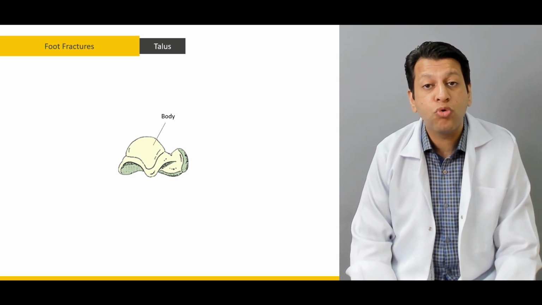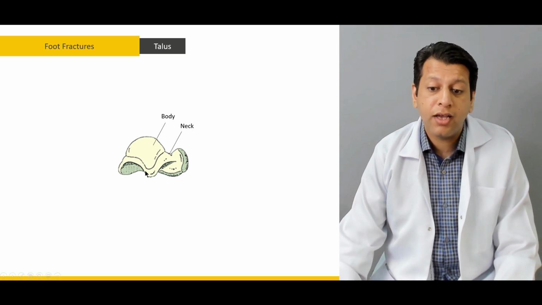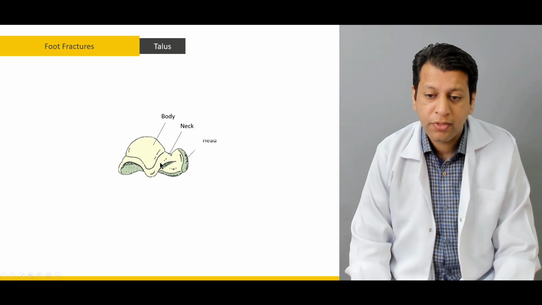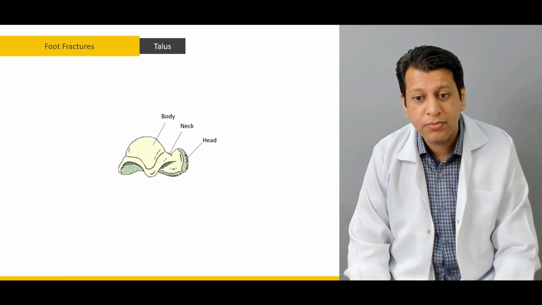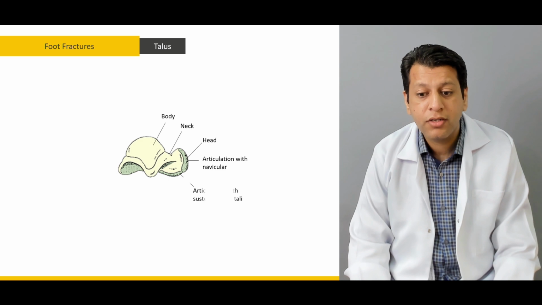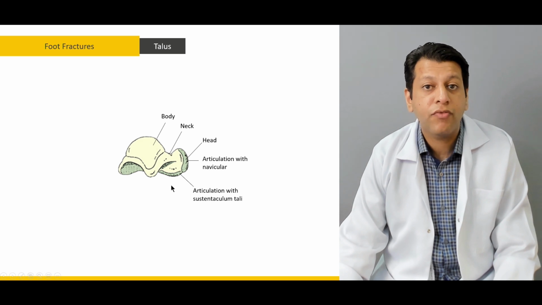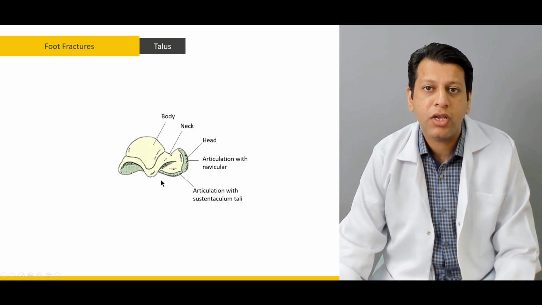This is called the dome or the body of the talus. This is called the talus neck, and this is what connects the anterior part to the posterior part. This is the head of the talus, which articulates with the navicular, forming the talonavicular joint. Then this head on the inferior aspect is articulating with the sustentaculum tali of the calcaneum. So the head articulates with the navicular as well as the sustentaculum tali of the calcaneum both.